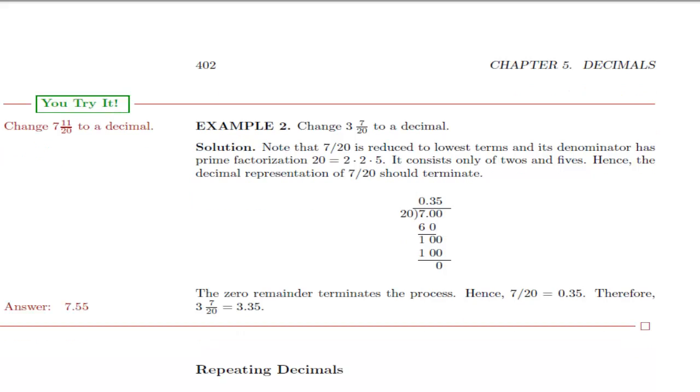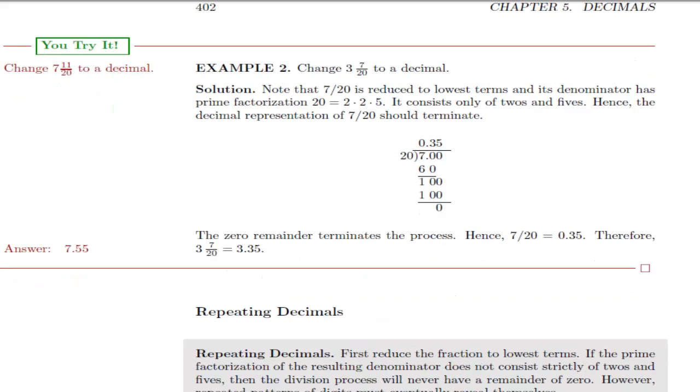Example 2. Change 3 and 7/20 to a decimal. Solution. Note that 7/20 is reduced to lowest terms, and its denominator has prime factorization 2 times 2 times 5. It consists only of 2's and 5's. Hence, the decimal representation of 7/20 should terminate.